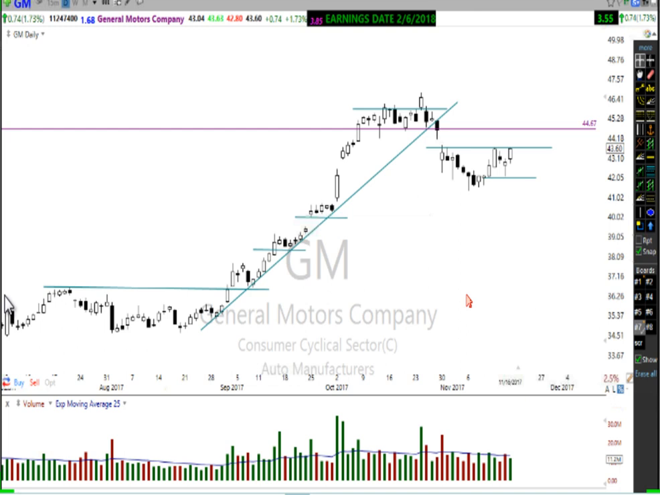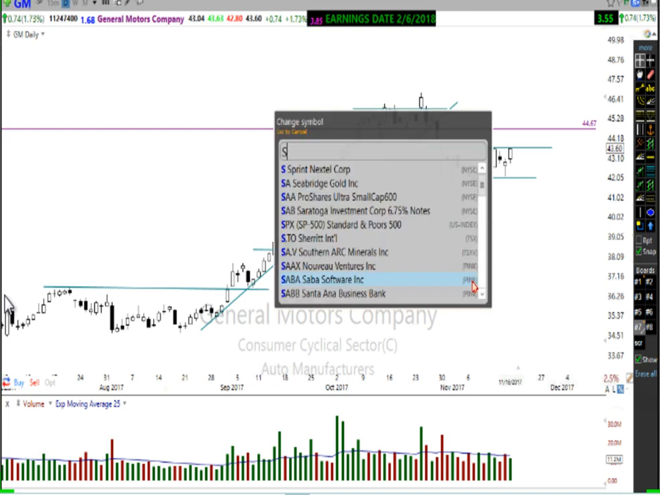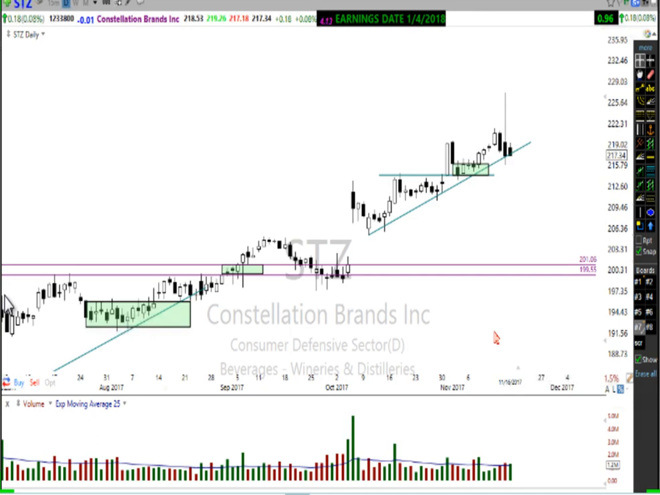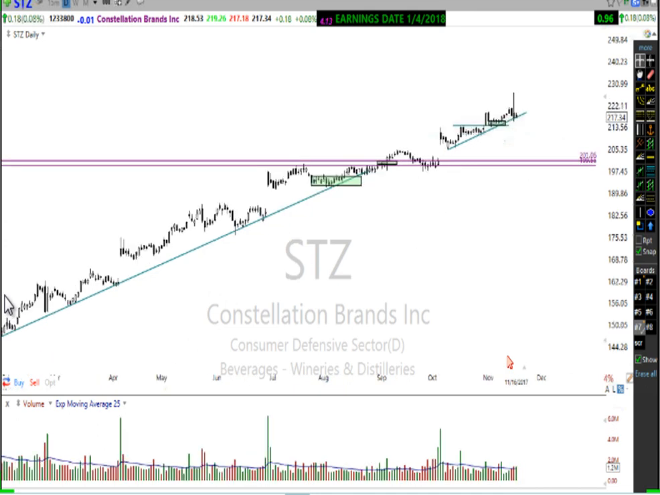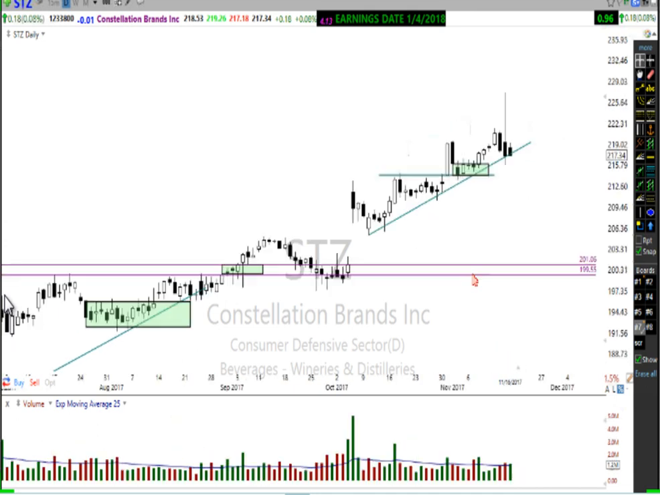STZ. STZ, great chart. We had this ugly candle here, okay? I am watching this chart. You can see it's all marked up. It's trending, okay? But I do not buy without a buy signal, and I will have to make a judgment call on that when I see it.